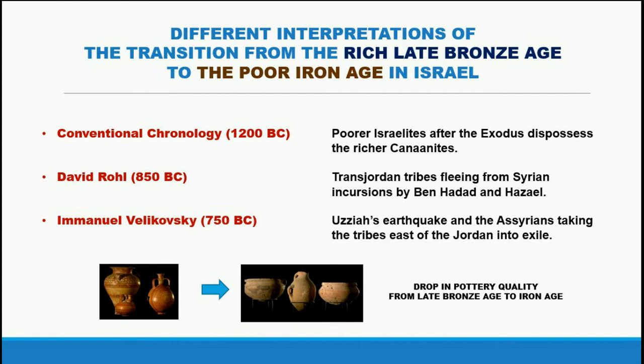Now, Israel was expanding and very prosperous prior to 750 BC in the time of the reigns of Uzziah in Judah and Jeroboam II in Israel. But from around 750 BC, in addition to Uzziah's earthquake, the Assyrians took the tribes east of the Jordan into exile, and the land plunged into a much poorer state, as reflected in the Iron Age pottery finds.